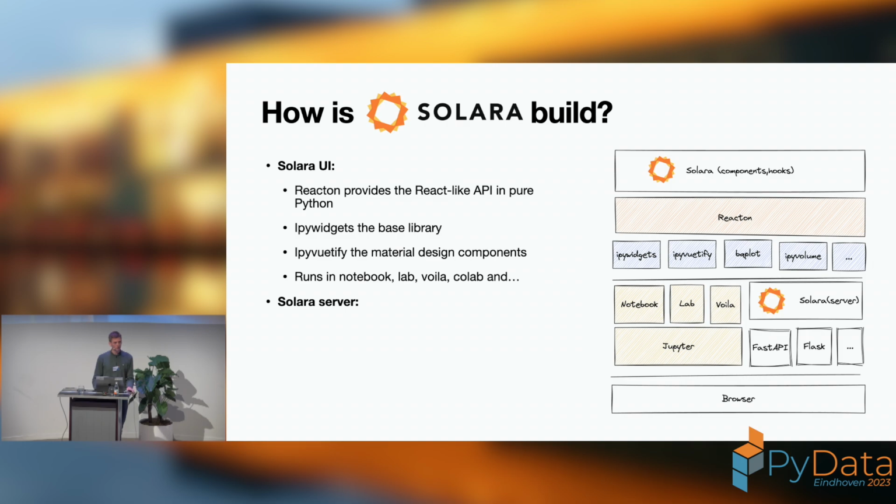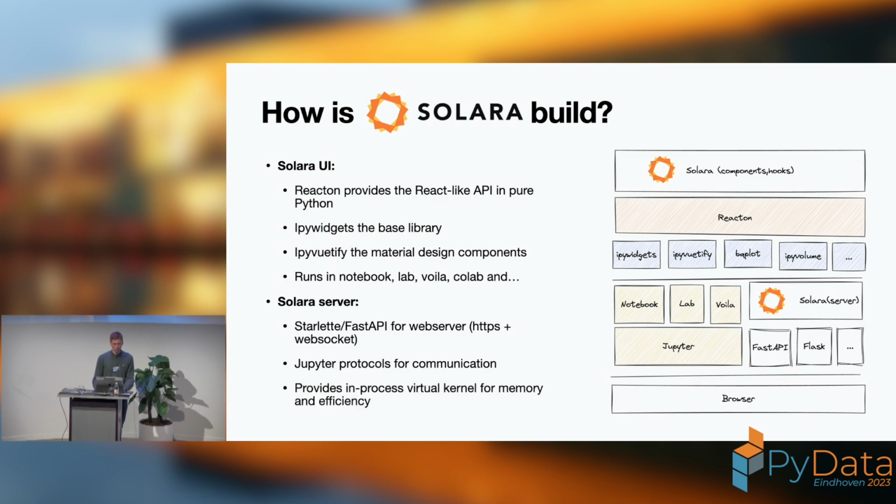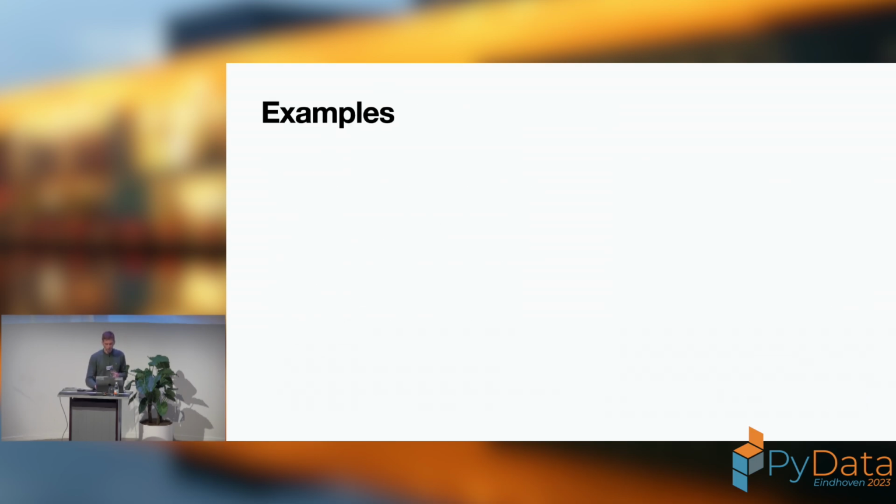But I also showed you this Solara server. It's using FastAPI for the web server and the WebSocket, or Starlette, but still using the same protocol. So we reuse the protocols that the browser talks to, the same as with the Jupyter stack. But the main difference between running Solara in production is the efficiency. In Jupyter, every user would have their own process, while here we produce what we call virtual kernels.